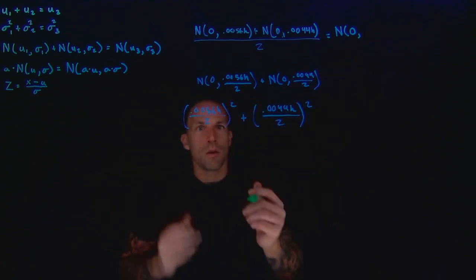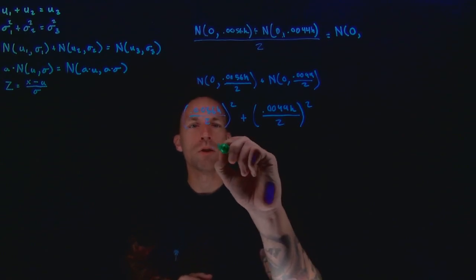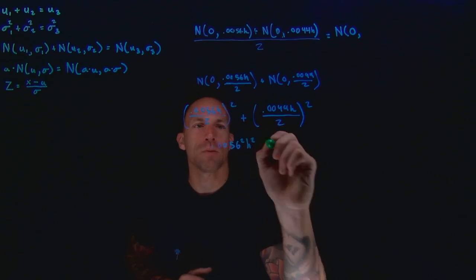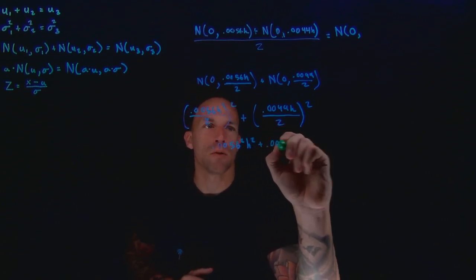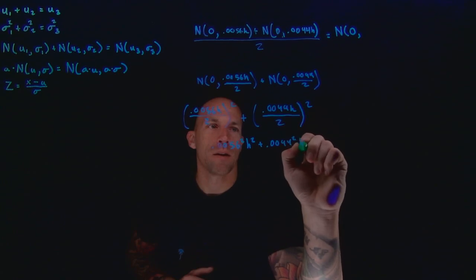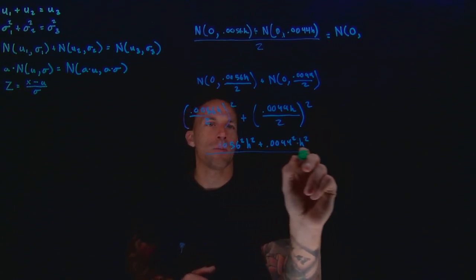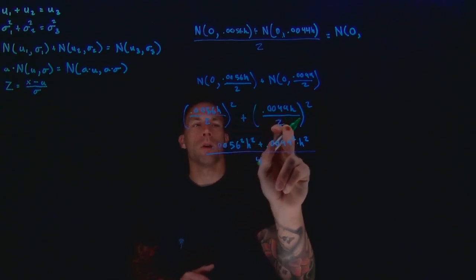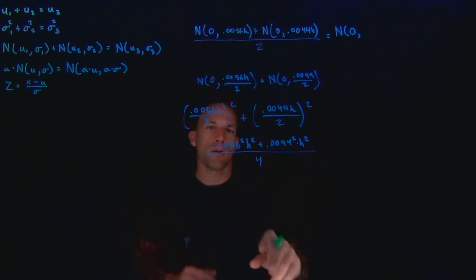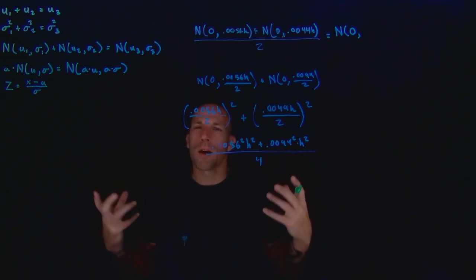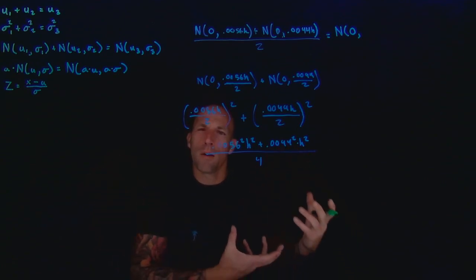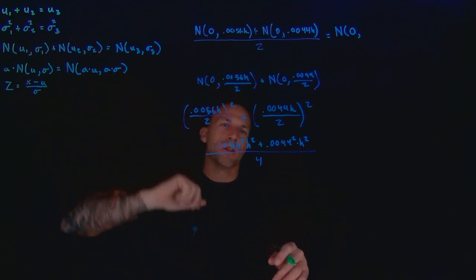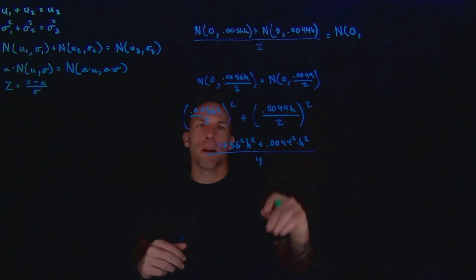So let's condense that together. We have 0.0056 squared times h squared plus 0.0044 squared times h squared, and all of that is going to be over 4, right? Because we square the denominator along with the numerator, and then we have a common denominator. So if you're looking at the answer key and racking your brain trying to figure out why there is a 4 when I'm just averaging, this is the reason. It's because we're summing the variances in order to make our way to the standard error.